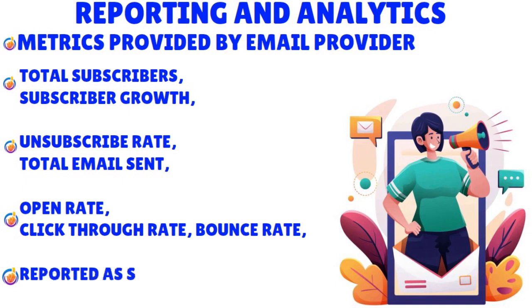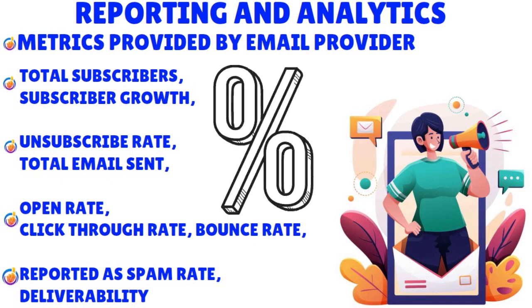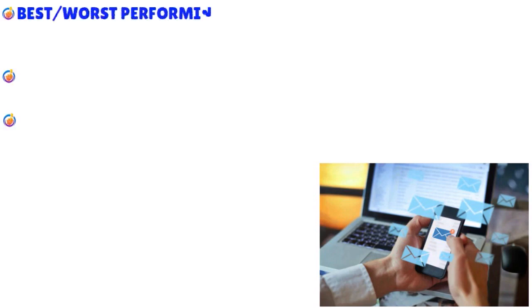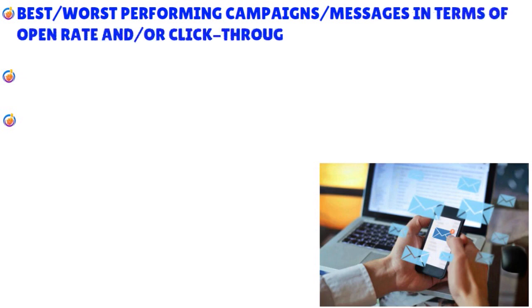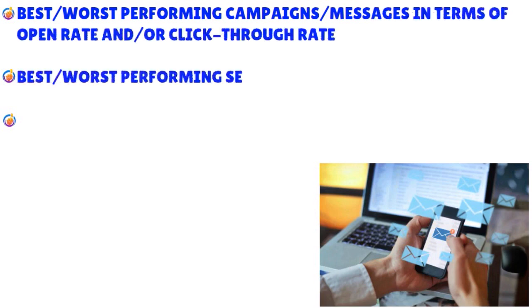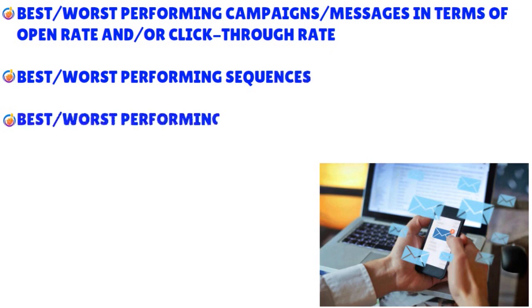bounce rate, reported as spam rate, deliverability. This is important. So the opposite of your bounce rate, this is the deliverability. In other words, the percentage of emails that are received by the target server. You also need to think about content metrics provided by your email provider to improve performance of your content. So things like best, worst performing campaigns, messages in terms of open rate and/or click-through rate, best, worst performing sequences, best, worst performing automations.